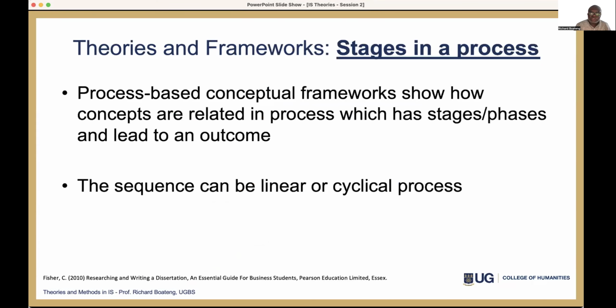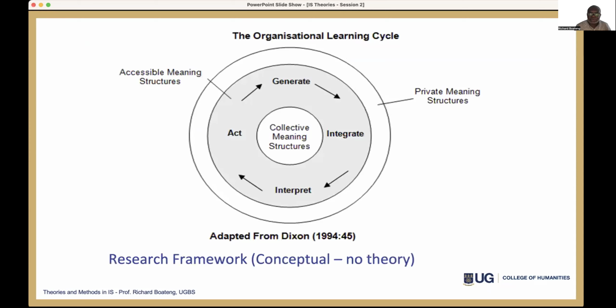Then sometimes, the first one doesn't show any process, but there are some types of theories that show a process. They show them even in stages or in phases. They can be linear, they can be cyclical, they can even be a bit of a combination of the two. Let's see examples. So this is what we call the organization learning cycle, which is a framework developed by Dixon in her book, which talks about how organizations learn.